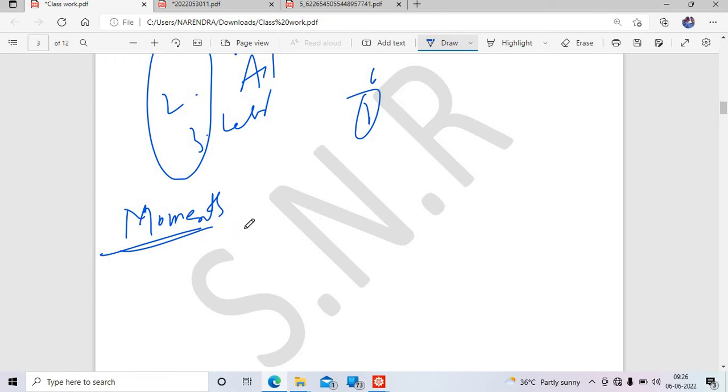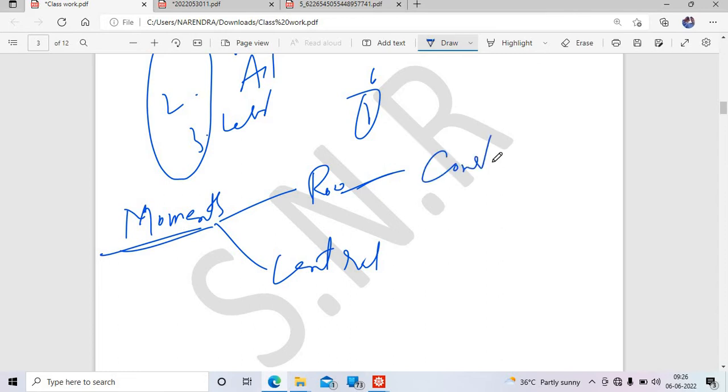So what are the moments? In moments again we have two classifications: raw moments and central moments. Either you can use the word central or non-central. Raw moments are obtained from some constant or origin. Central moments are obtained from the mean.